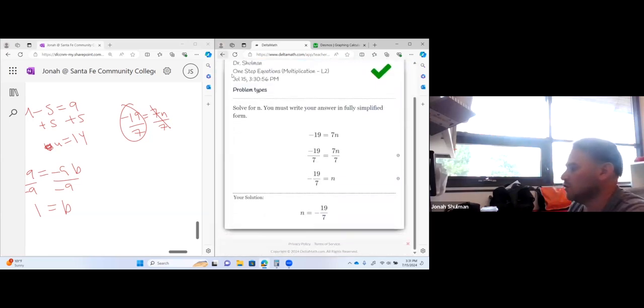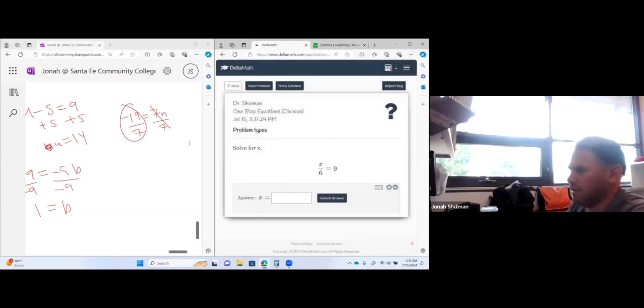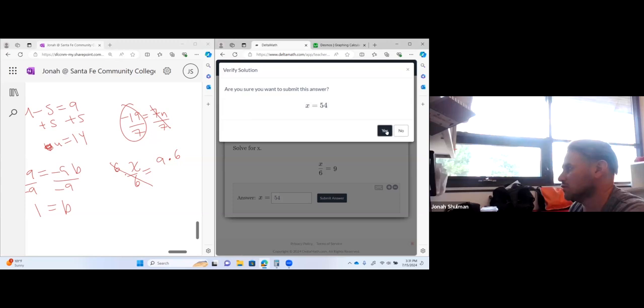All right, let's do a harder one. Now I have x over 6. So basically for these, you could always cross multiply, or we could just multiply by, the opposite of dividing by 6 is multiplying by 6, so this one's 54. You could always make them both fractions across.